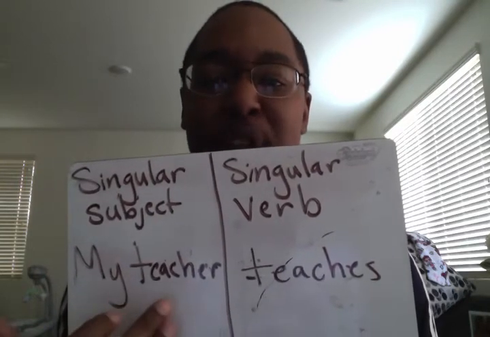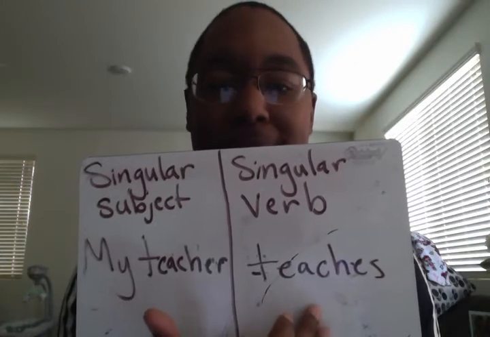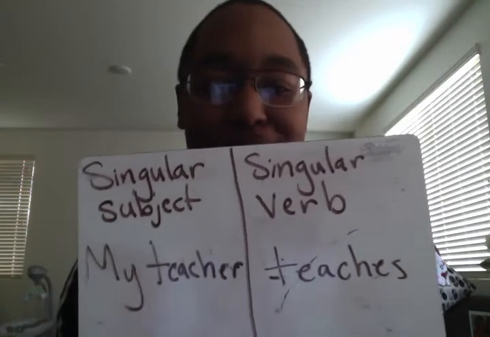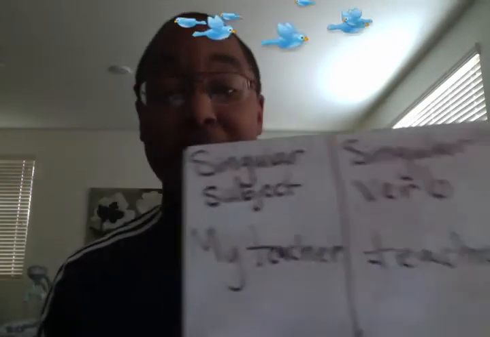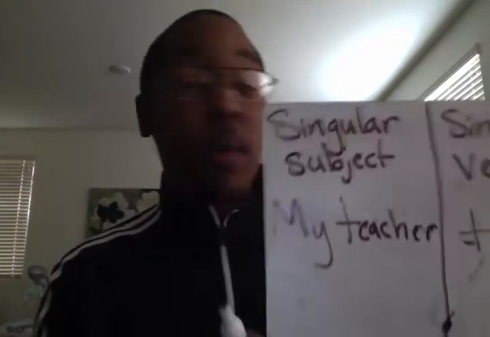Okay, singular subject, no S on the end. Singular verb has an S on the end. I'm sorry, my handwriting is so sloppy. Okay, but that's how that goes. You're going to see more examples of these, of what we're going over now, on the next two slides. Okay, the next slide will be the singular subject. Let's do one more though.